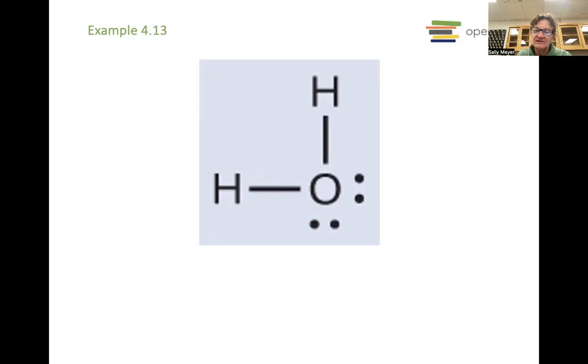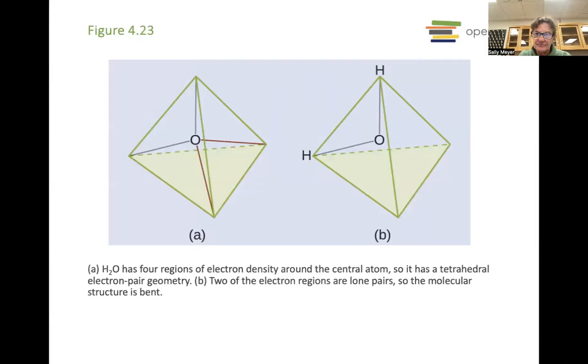Water is going to be bent because if you look at it, you have four pairs of electrons, so it's going to have angles of about 109.5. It's going to be a little bit less because those lone repulsions are greater, but it's not going to be linear because if you made it linear, those two lone pairs would be too close together. This is just showing you that tetrahedral shape.